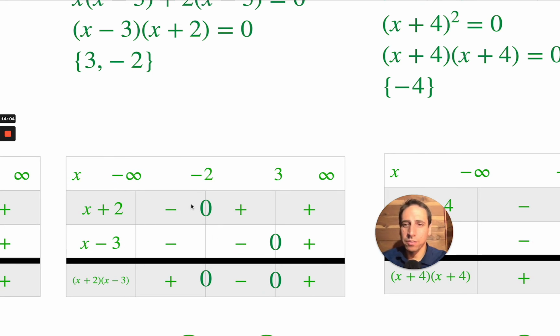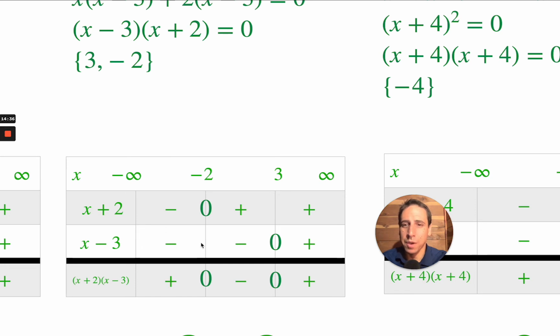Here, x minus 3 at a very negative number, like negative 100, negative 100 minus 3 is definitely going to be negative. At negative 2, negative 2 minus 3 is still negative. And here in the middle, like 0 minus 3, is still negative. Everything is negative here, and then when you get to 3, it's equal to 0, and then it changes to positive when x is greater than 3, like 5 or 10. 10 minus 3 is 7, and that's positive. So look what happens. You've got negative, negative, positive.